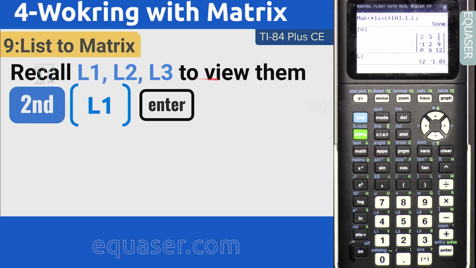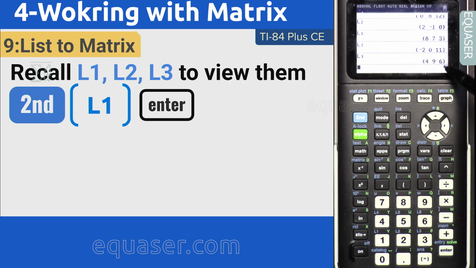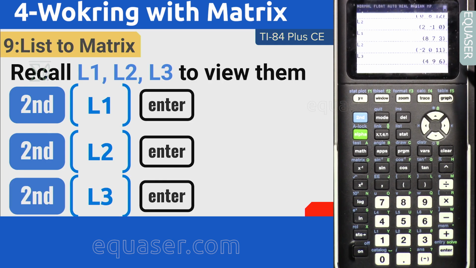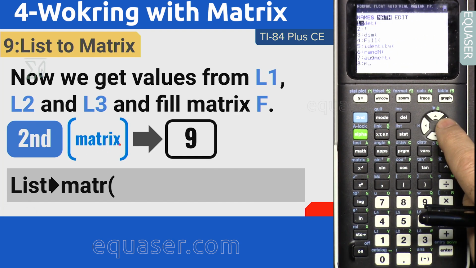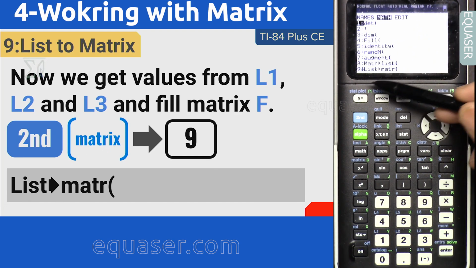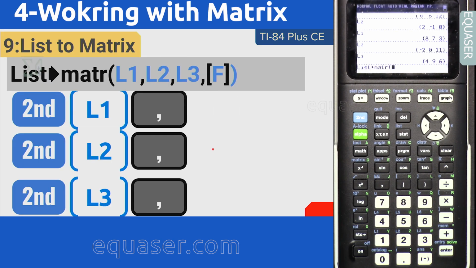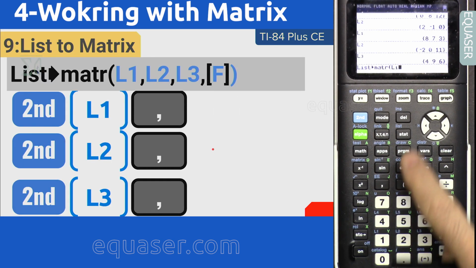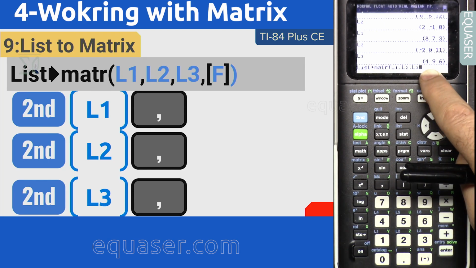Now let's recall L1, L2, and L3 to view them. Second function, L1, here, second function L2, second function L3. The value has been stored. Like that, you can recall them. Now get value from L1, L2, and L3 and fill matrix F, which has not been defined. So let's go second function, matrix, go to the math. This time it says list to matrix, number 9. And then L1, L2, L3, comma. So second function, L1, and then comma, second function, L2, comma, second function, L3, comma.